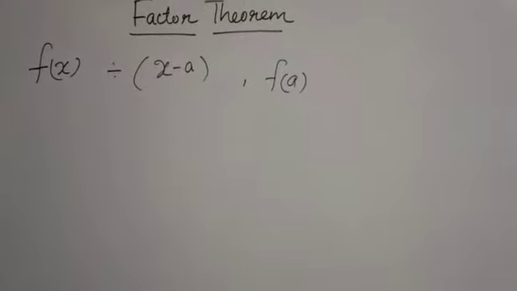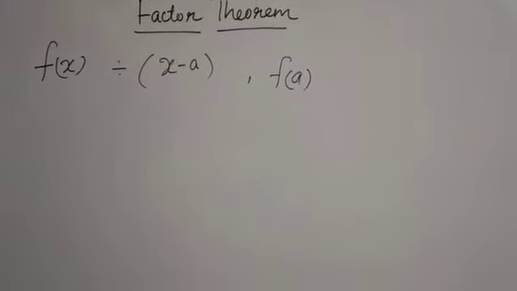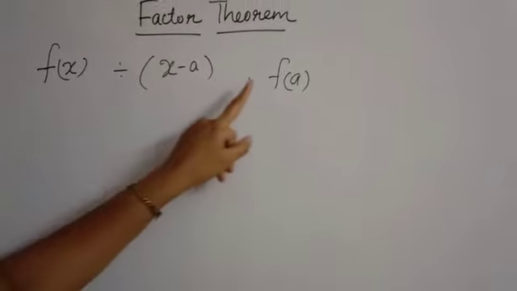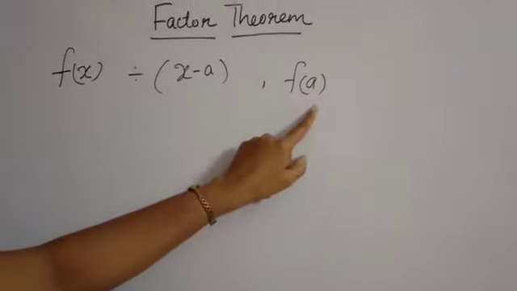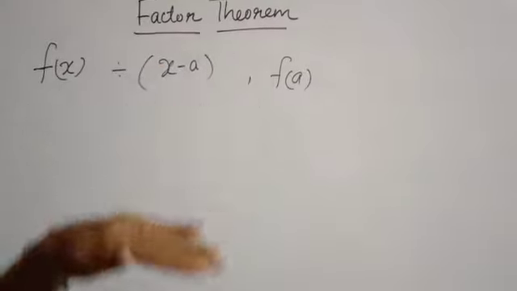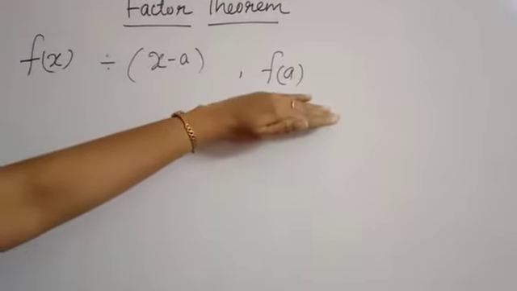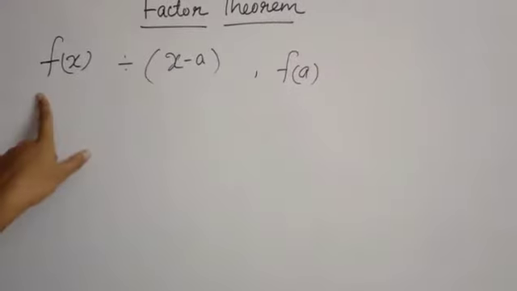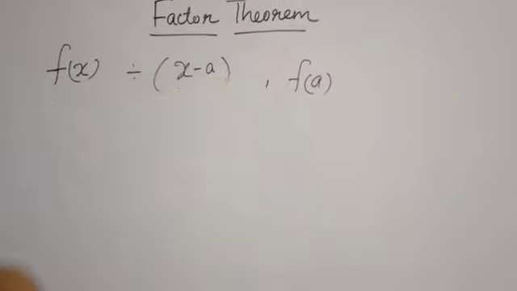As per the remainder theorem, we know that when f of x is divided by x minus a, then f of a is the remainder. So what the factor theorem says is, if the remainder is equal to 0, then x minus a is a factor of f of x. That is what the factor theorem says.